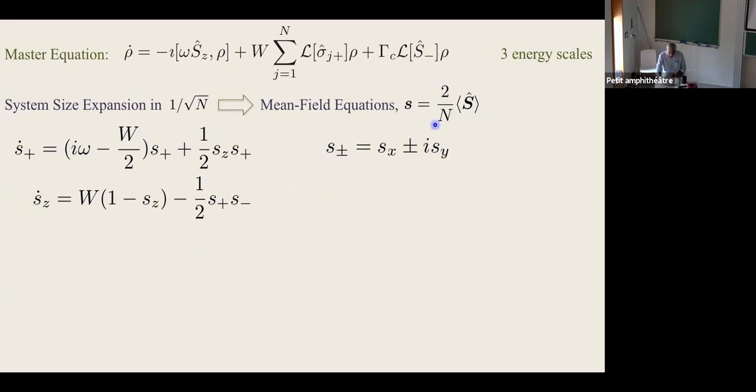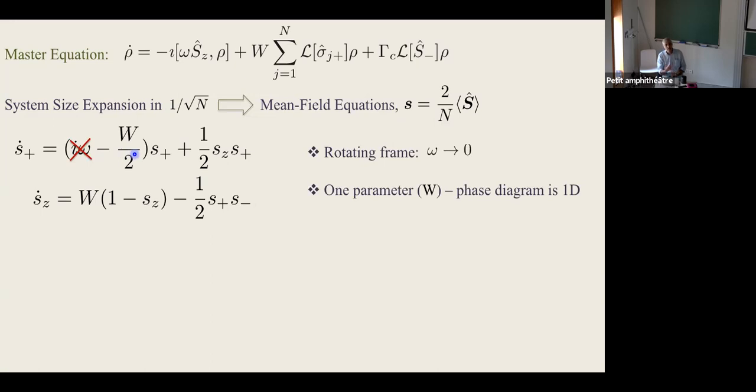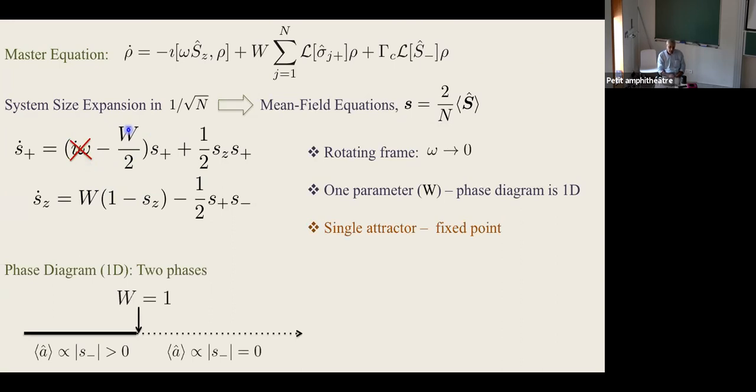Now, it seems like there are two parameters here, omega and w, but actually there is only one parameter, because we can go to a rotating frame, a frame that rotates uniformly around the z-axis, and that will get rid of this omega. So we will be only left with w. The system depends in an essential way on only one parameter w. Therefore, its phase diagram is going to be one-dimensional. And it's not difficult to prove that there is a single attractor here, which is a fixed point.